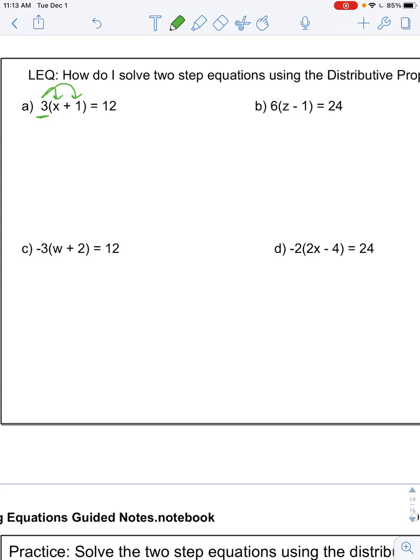So we have 3 times the quantity x plus 1 equals 12. Okay, so we're taking 3 and multiplying it by x first. So we have 3 times x, which gives us 3x. Bring down your plus sign. Then we have 3 times 1, which gives us 3. And don't forget, this is all equal to 12. So now we have a two-step equation: 3x plus 3 equals 12.